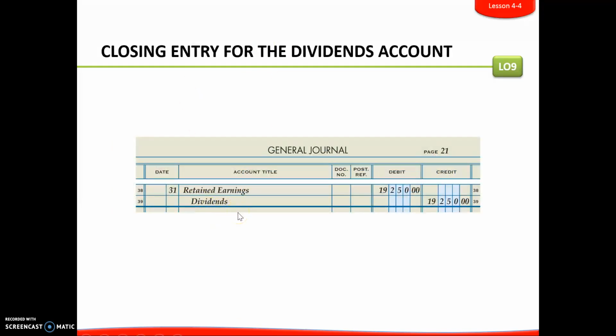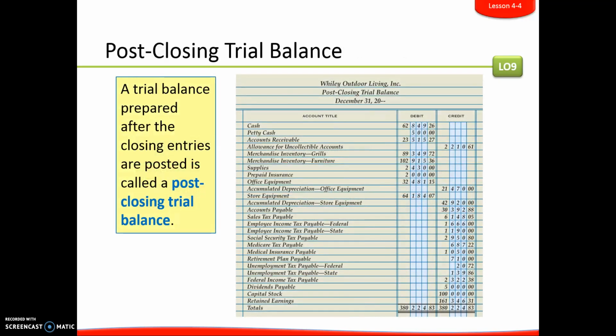It's always retained earnings. Again, this information is just coming from our adjusted trial balance. So we just plug that in there. Retained earnings goes down with a debit. And then, of course, we close dividends, which normally has a debit balance. So in order to close it, we need to credit it.